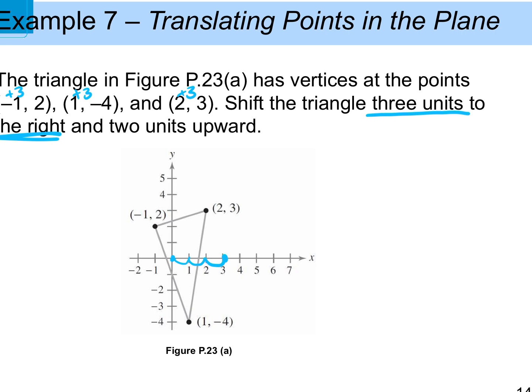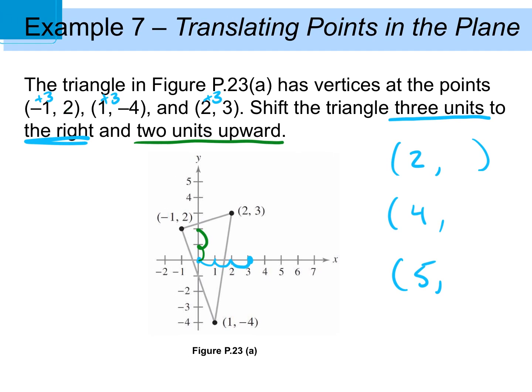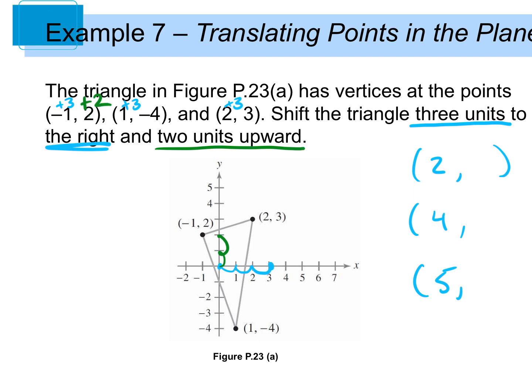So my new points would be just the x's. -1 plus 3 would be 2. 1 plus 3 is 4. And 2 plus 3 would be 5. Now let's do the same thing for the y. We're going 2 units upward. So if I were to shift 2 upward, we add 2 to the y because we're moving along the y-axis.